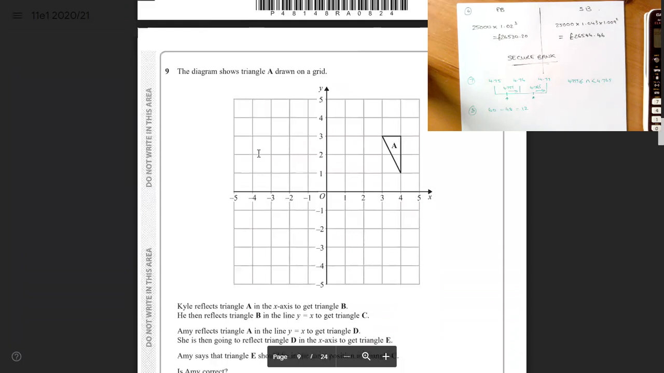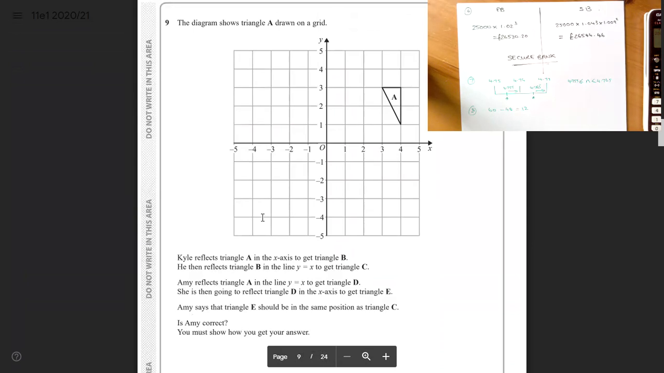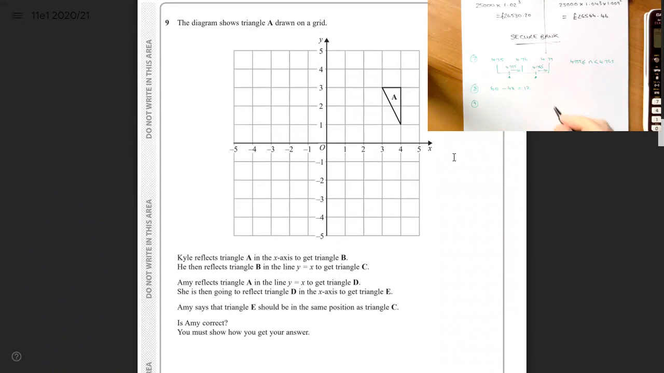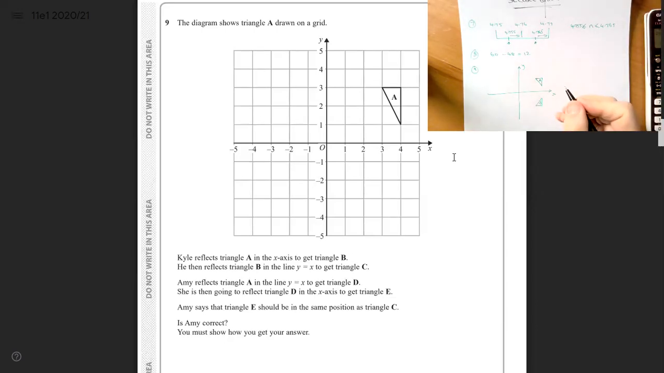Okay, so this one's really difficult for me to show on the video because I don't have a copy of this, but I will give it a go. Okay, y, x, triangle A is about there. Kyle reflects triangle A in the x-axis to get triangle B. So B ends up down there slightly. He then reflects triangle B in the line y equals x.